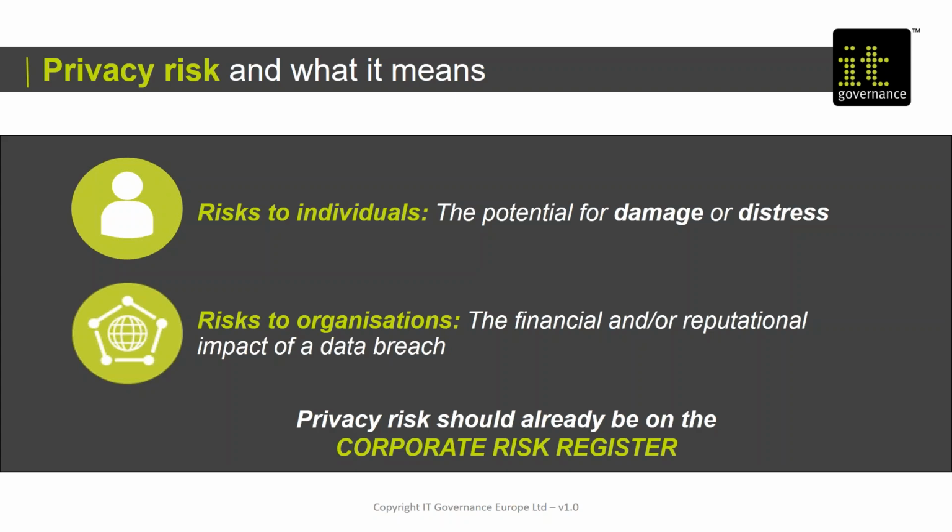So privacy risk should really be on the corporate risk register. There is a requirement under Article 5, Clause 2, that the organisation be able to demonstrate compliance with the data protection principles, and having privacy risk on your corporate risk register would go towards demonstrating this compliance or this accountability.